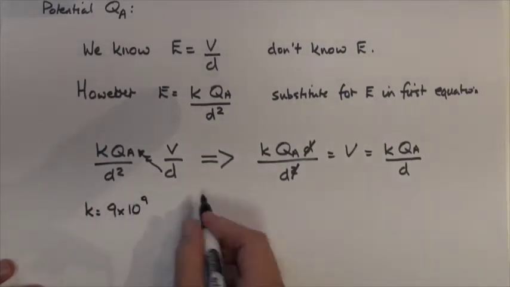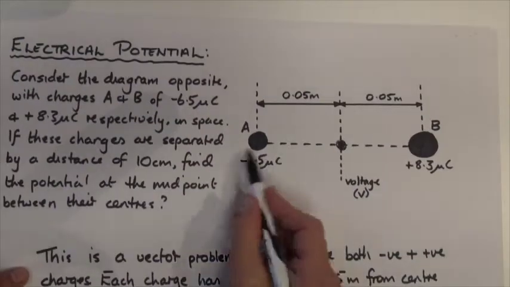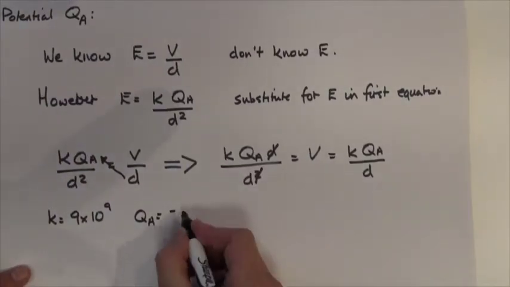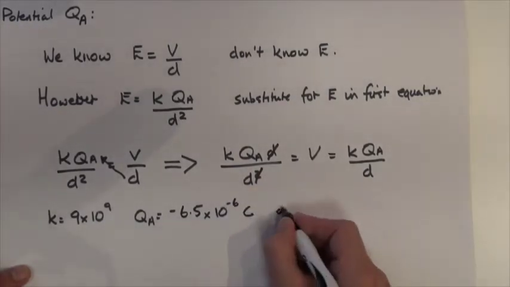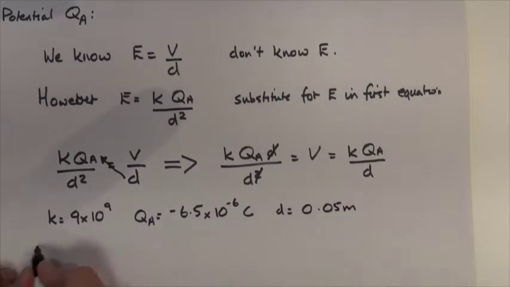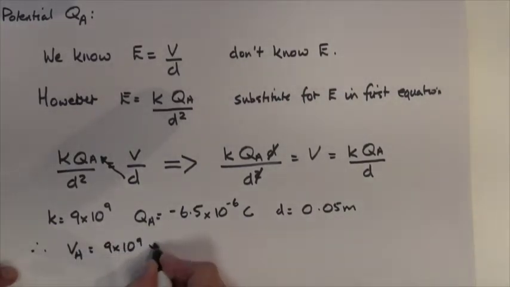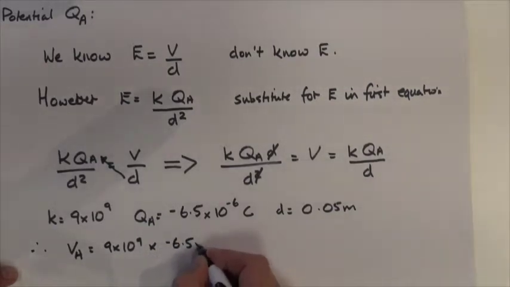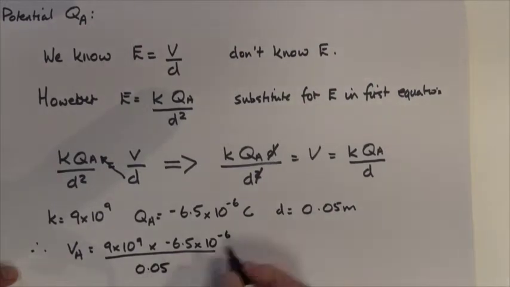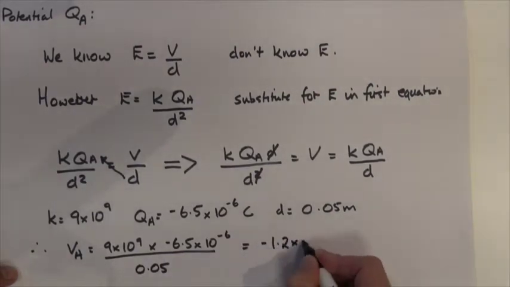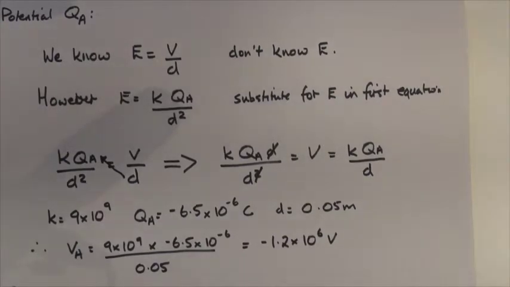I know that K is basically 9 times 10 to the 9. I know QA from my question is minus 6.5 times 10 to the negative 6 coulombs. I've just converted the microcoulombs, and I know that D is 0.05 meters. So VA will be 9 times 10 to the 9 times negative 6.5 times 10 to the negative 6, divided by 0.05, which gives me a voltage of negative 1.2 times 10 to the 6 volts.